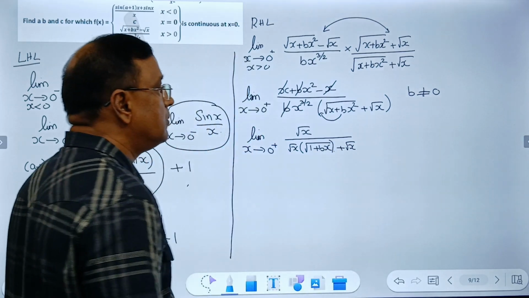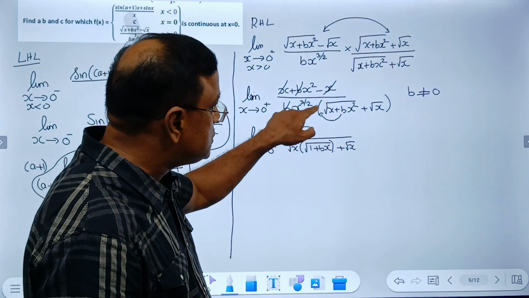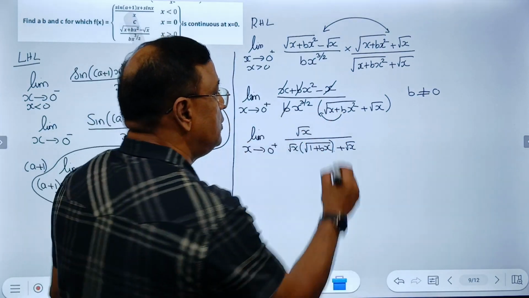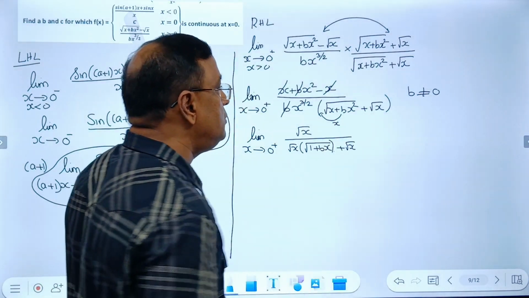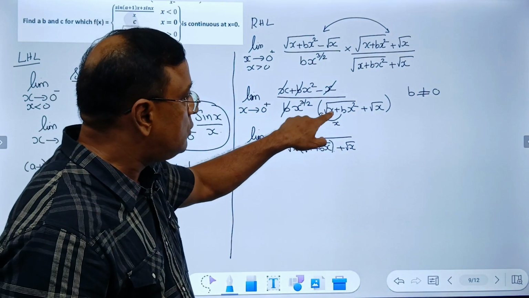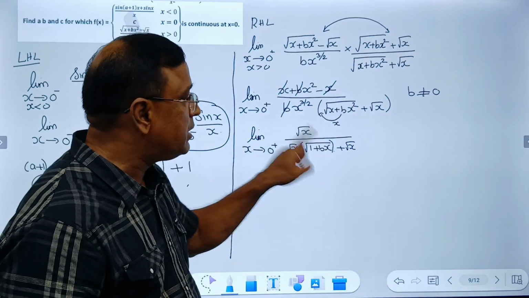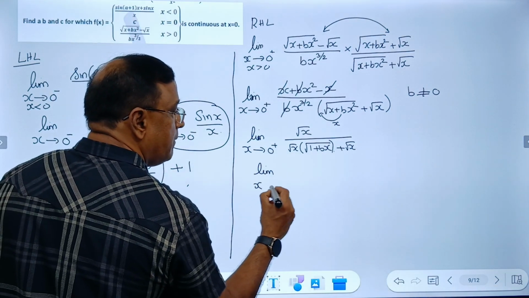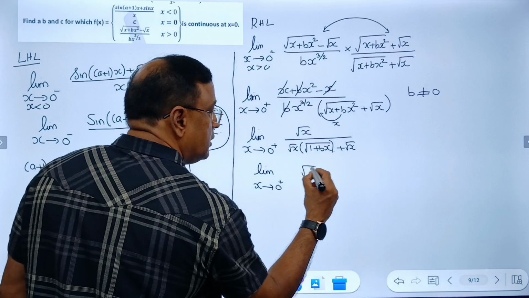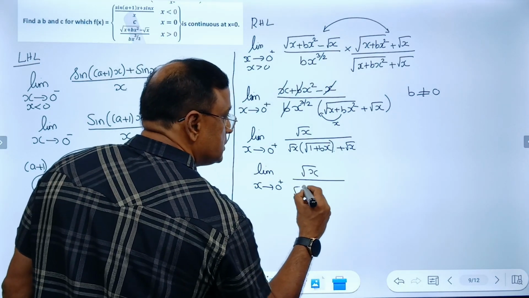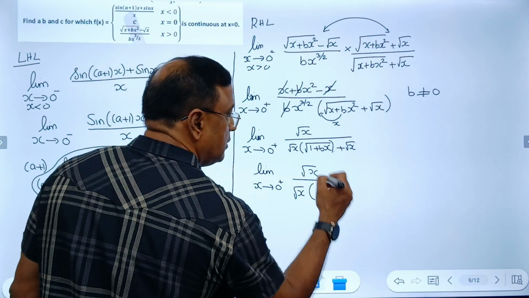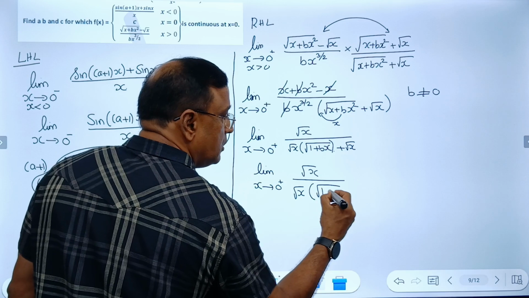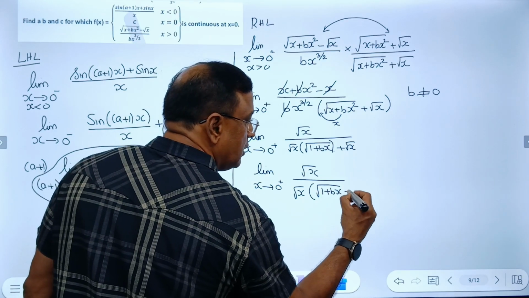Correct? I am taking x outside the root. When I take x outside the root, it will become root x. So this will become 1, and bx square will become bx. Now what is common in the denominator? The common thing in the denominator is root x. You can actually skip this step. Okay? This step can be skipped. Just for your understanding, I am writing 1.